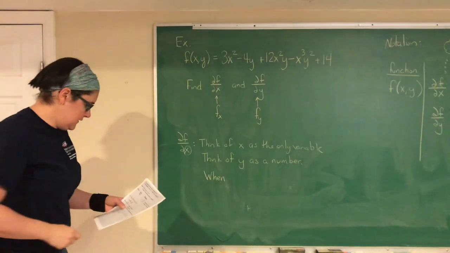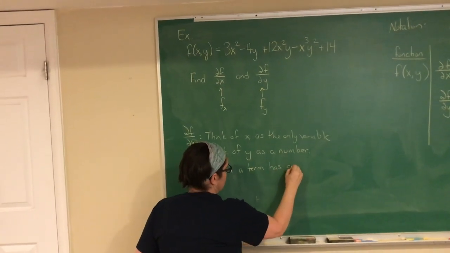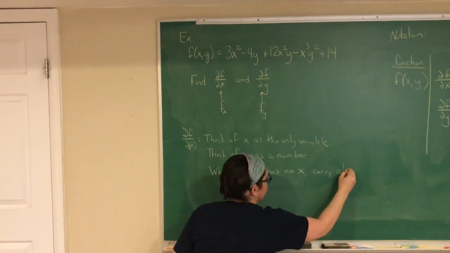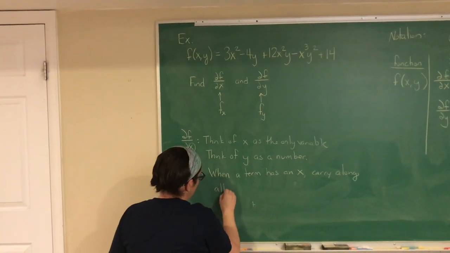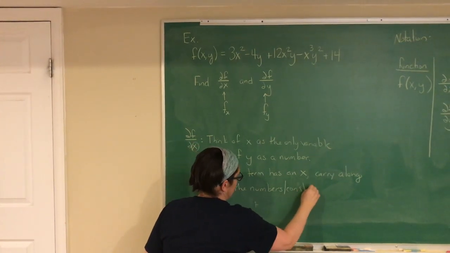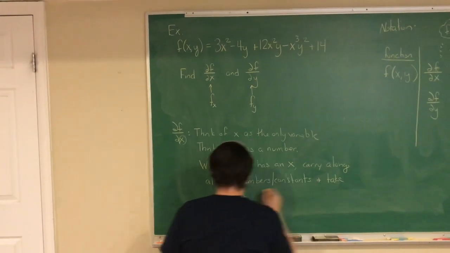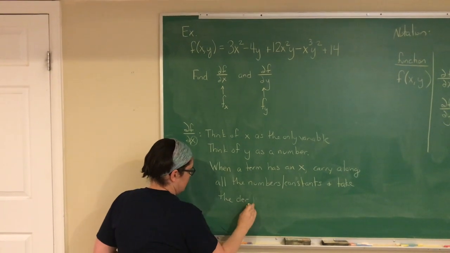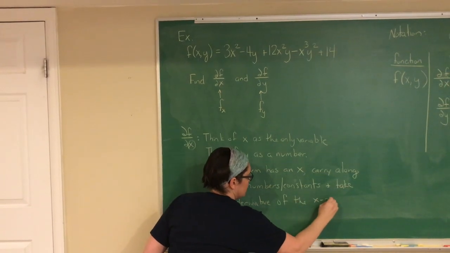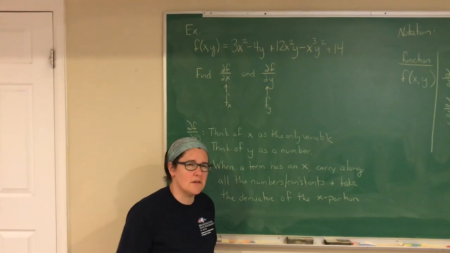The idea is when a term has an x in it, then we carry along all the numbers or constants and take the derivative of the x portion of the term. Okay, so that's a lot of words. Let's look at an example.